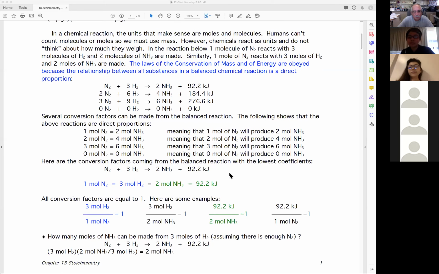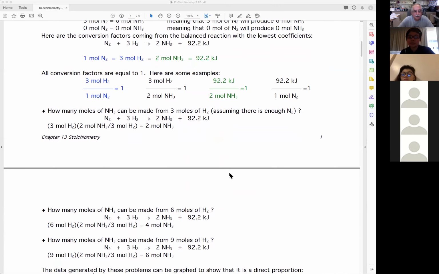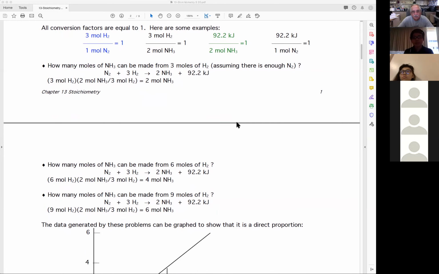And so here's some conversion factors put in a row here. So 1 mole of nitrogen is equal to, in other words, would require 3 moles of hydrogen. Now that's exact, isn't it? And then if I have these two, I will get 2 moles of ammonia, and I will make 92 kilojoules of energy. So here I've taken some of these and converted them into conversion factors so you can see what we're doing there. So then let's just solve a problem.